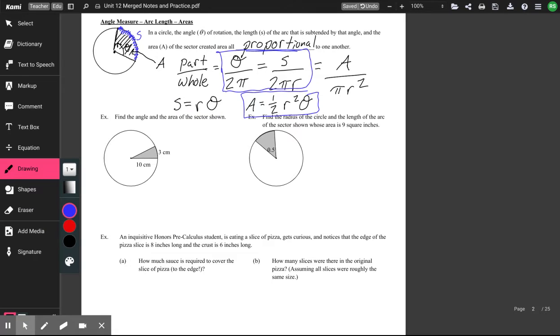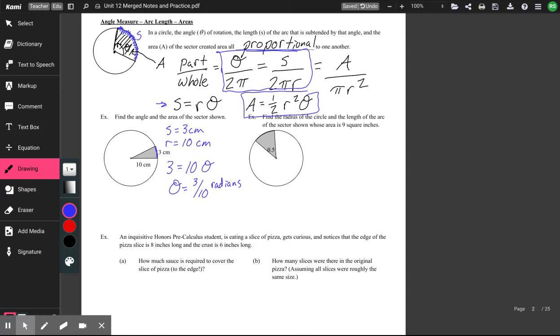In our first example, it says find the angle and the area of the sector shown below. So I know that 3 centimeters is equal to s. That's going to be our arc length. My radius is equal to 10 centimeters. If we want to know what our angle of rotation is, 3 would be equal to 10 times theta. So theta would be equal to 3 over 10 radians. That's just from using this formula here.